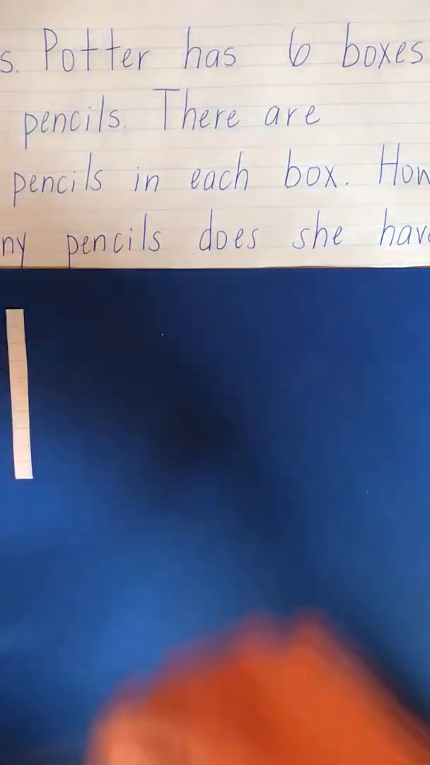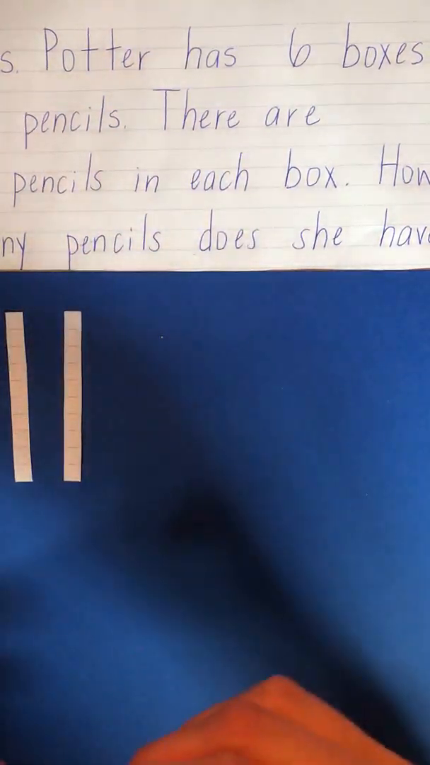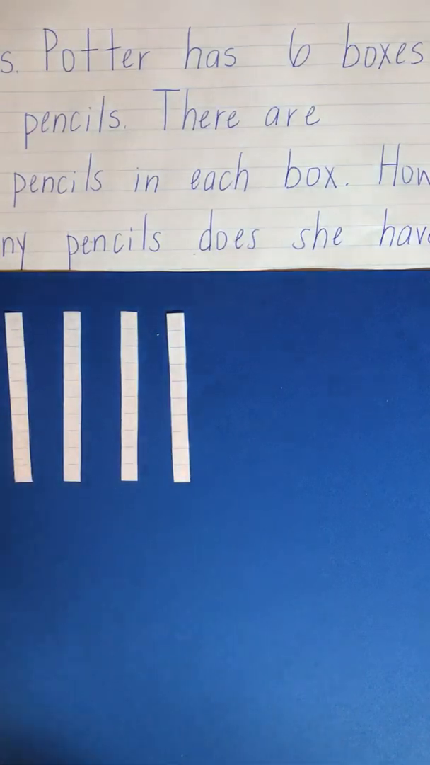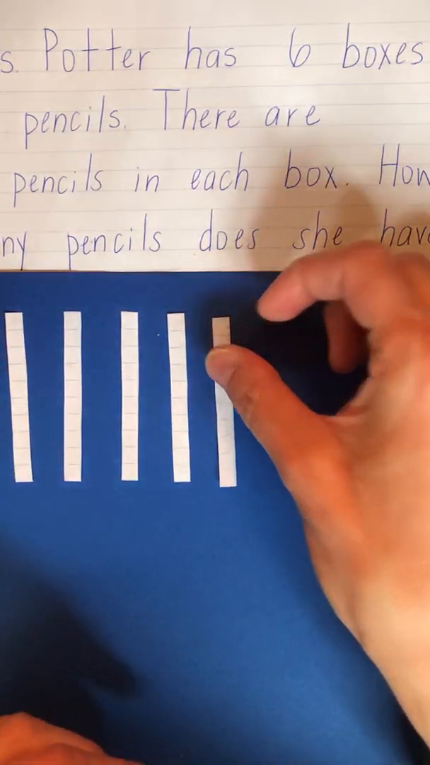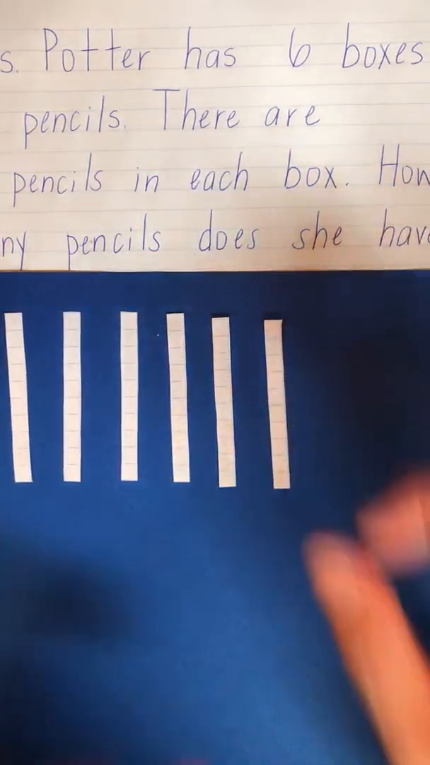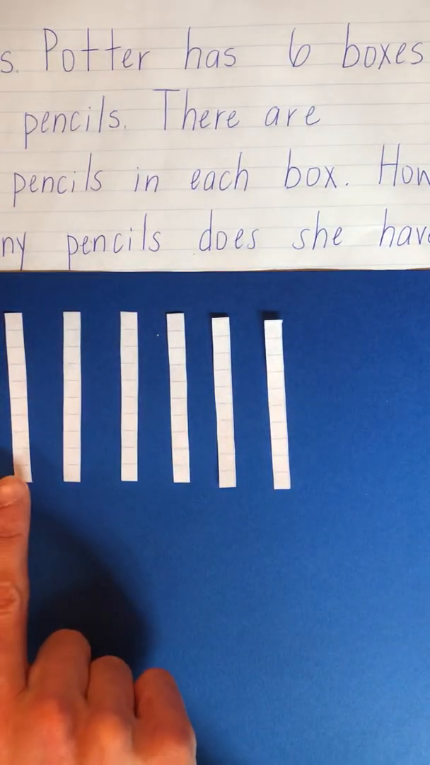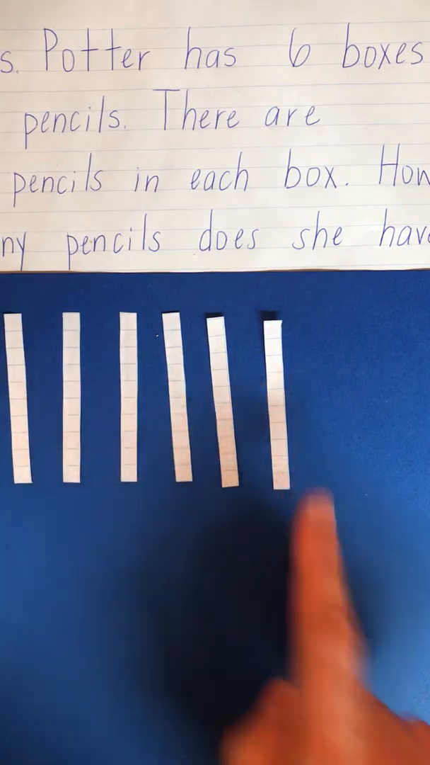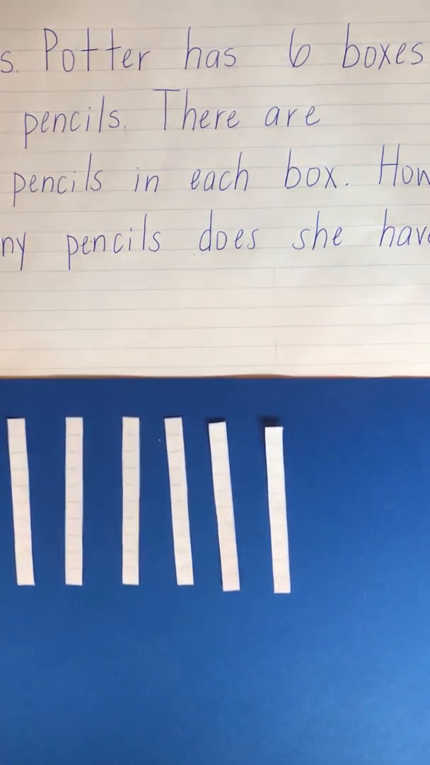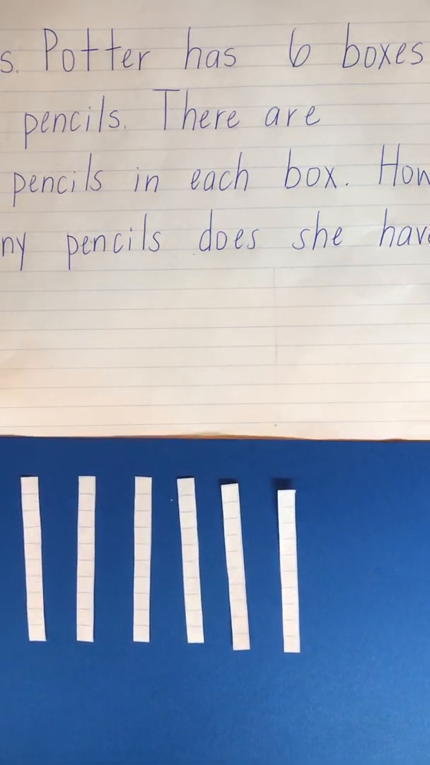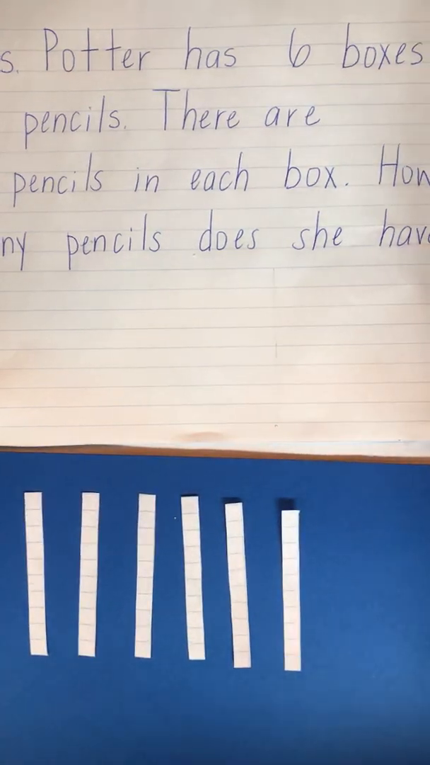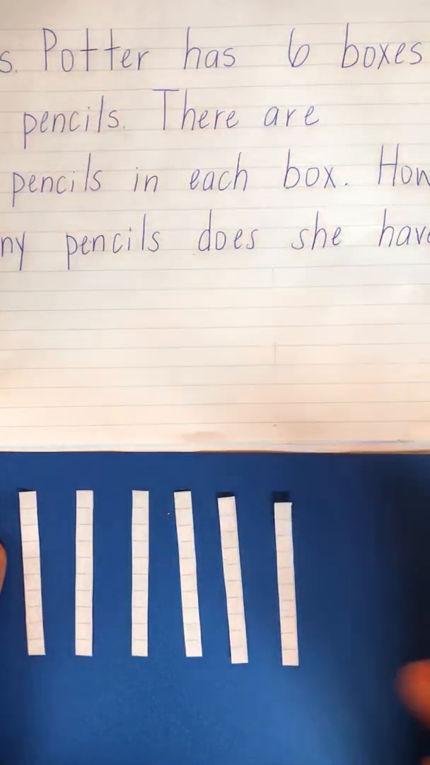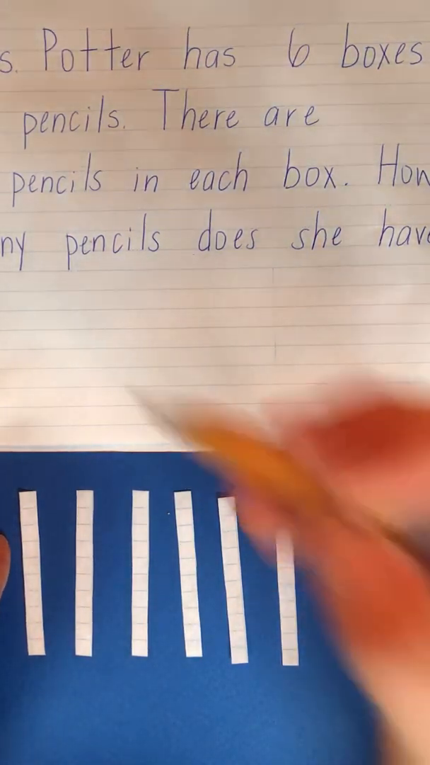So here's 1 box, 2 boxes, 3 boxes, 4 boxes, 5 boxes, and 6 boxes. So here I have my 6 boxes, and there's 10 pencils in each box. I'm now going to slide my 10 rods down, and I'm going to draw a picture of my 10 rods, and I'd like you to do that with me.